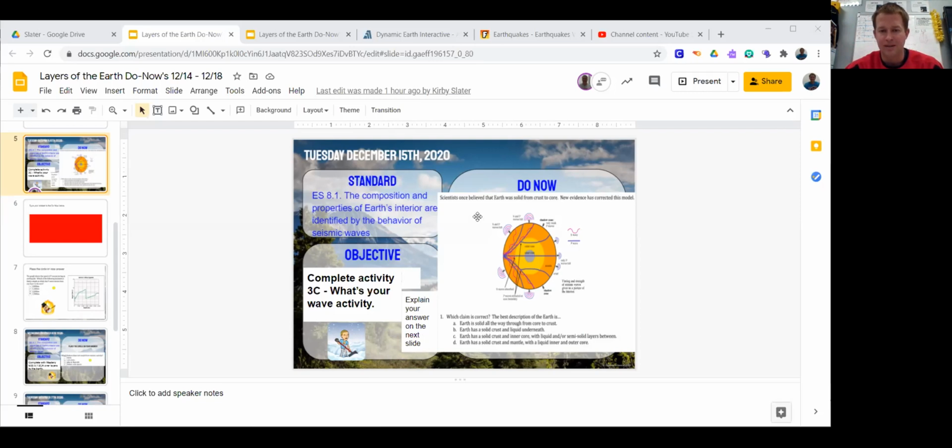So knowing that, it says scientists once believed that Earth was solid from crust to core. New evidence has corrected this model. What claim is the best answer? So tell me, is it A, B, C, or D? Which claim is the best description of Earth's interior? Go ahead and write your answer in the chat, and go ahead and push enter. What'd you say? A, B, C, or D?